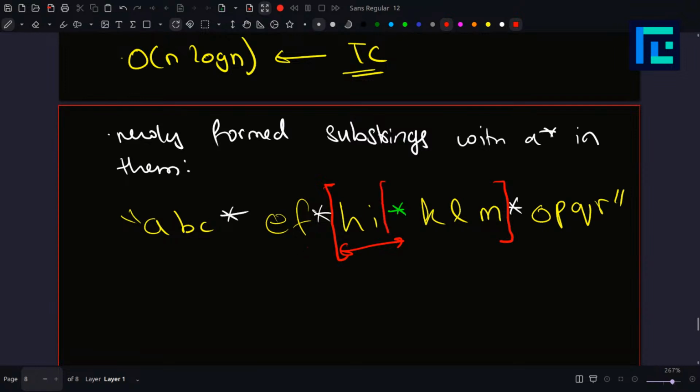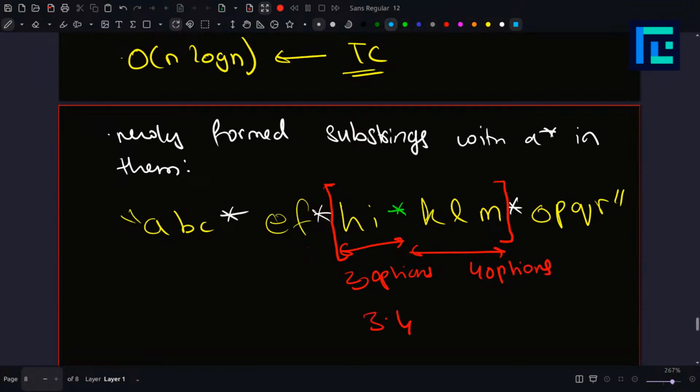So how do I do this? My left position of my substring can be any of these three, right? My left position can be any point which includes this star and is towards the left of it. Similarly, my right position can be anywhere over here. So there are four positions for my right position. It can be anything after this, but before the next star. So I have three options for my left position and four options for my right position, so the number of substrings formed is 3 into 4.